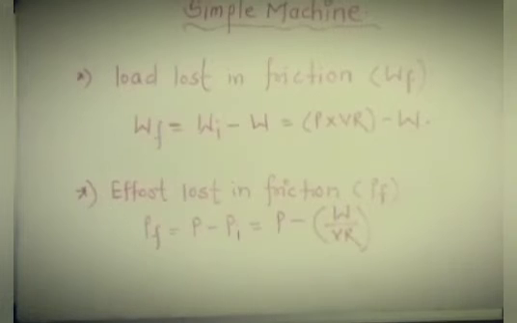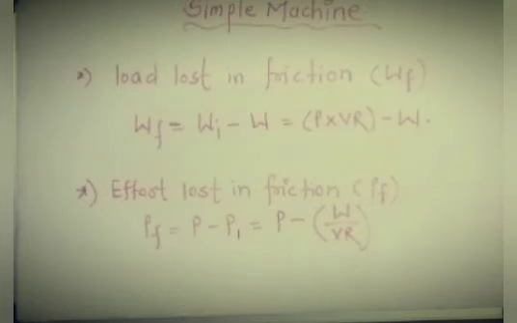Next is load lost in friction and effort lost in friction. You know that we already discussed the actual load. Actual load means the load with friction, and ideal means the load without friction. If there is no friction, there is no loss in load. If there is friction, then there are certain losses.